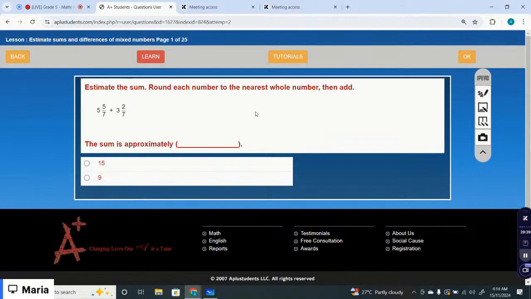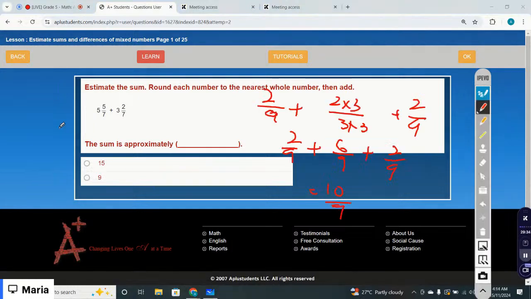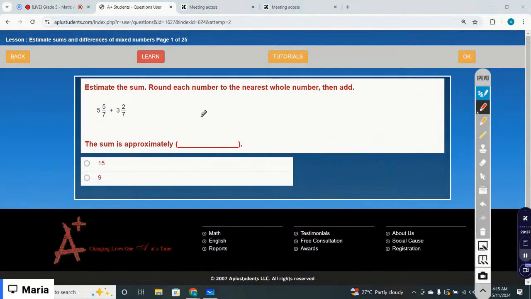Okay, estimate 5 whole 5 over 7 plus 3 whole 2 over 7. So you have 5 whole 5 over 7. It would be rounded off to 6, right? Because 5 by 7 is more than half, right? You have 5 portions colored, so most of the portion is colored, so it would be rounded off to 6. Then 2 by 7. 2 by 7 is less than half, so it would be rounded on the same whole number, right? So that is 6 plus 3 is 9. So that means the correct option is 9.